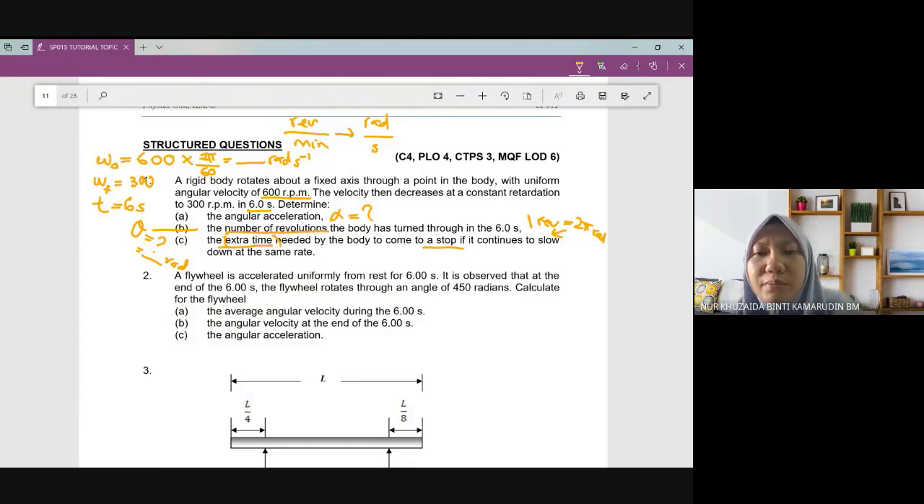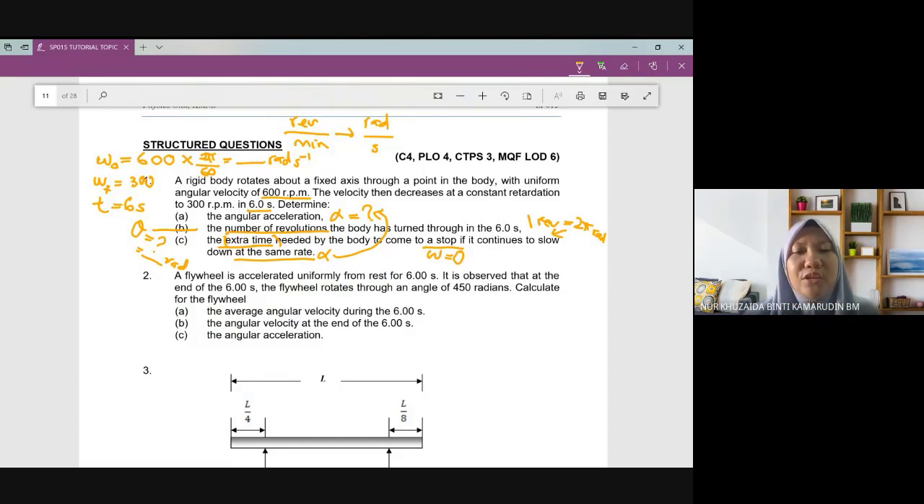Okay, so body stop maksudnya we have omega final kita equals to 0 lah. Alright, and dia sebut kat sini continue to slow down at the same rate. Maksudnya nilai alpha kita adalah nilai alpha yang sama. Okay, yang kita cari dekat sini. Kita gunakan nilai alpha yang kita dah kira tadi. Alright, so yang this one saya rasa tak ada masalah lah. Bila A, B you dah faham.